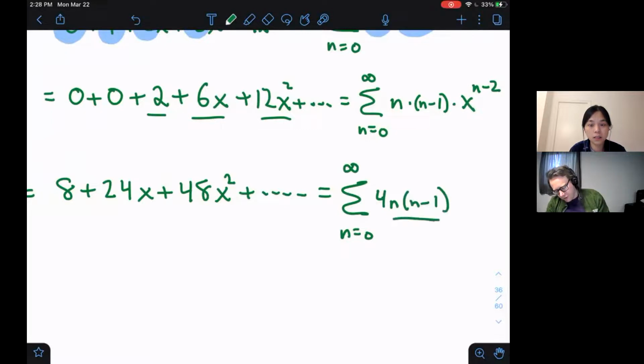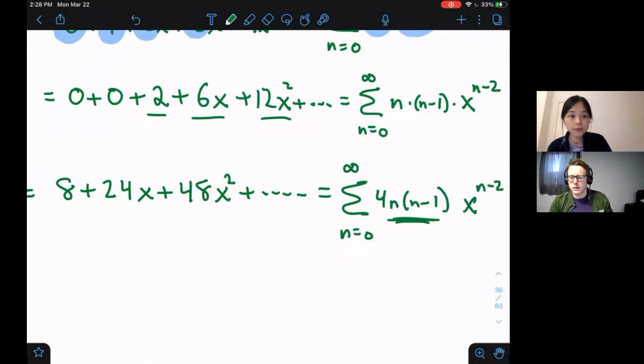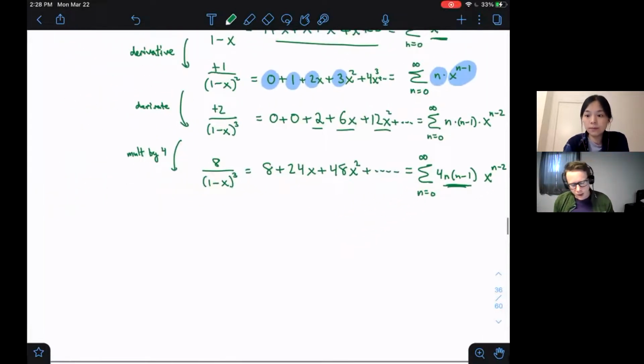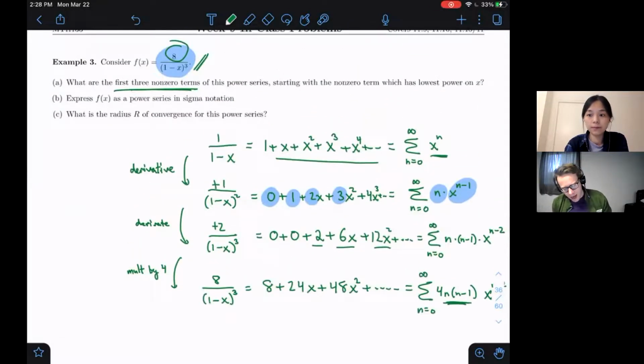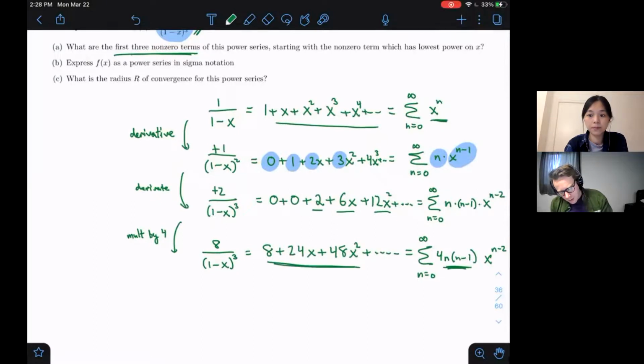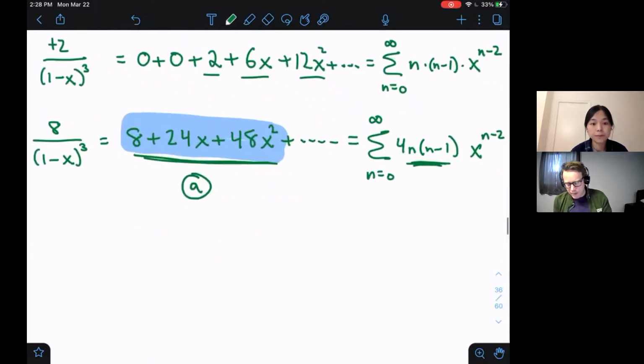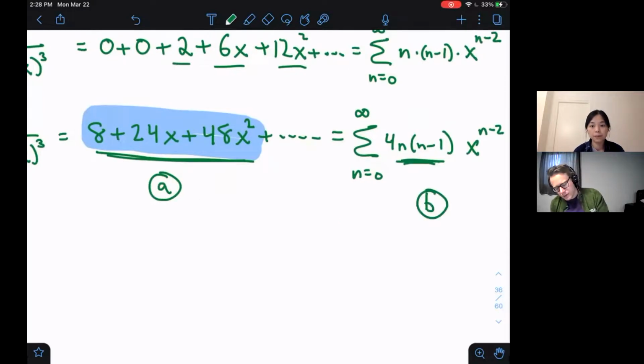Notice that all of this stuff right here would be our coefficients. And then here's all of our stuff with powers of x. So we kind of want to write it down quite often in web work, just like this. So this right here, we now have basically all of our answers for part A. Here's what these look like. The first 3 non-zero terms. For part B, write this as a power series. We have that.